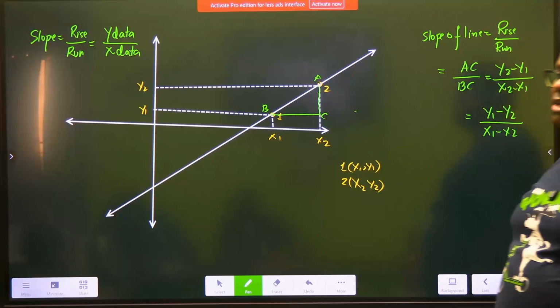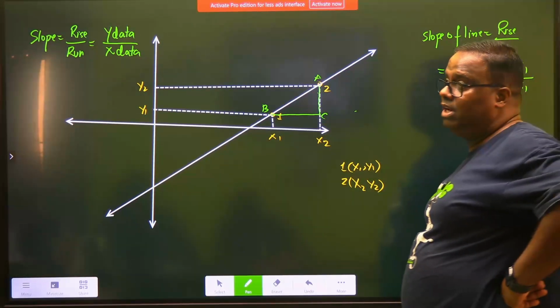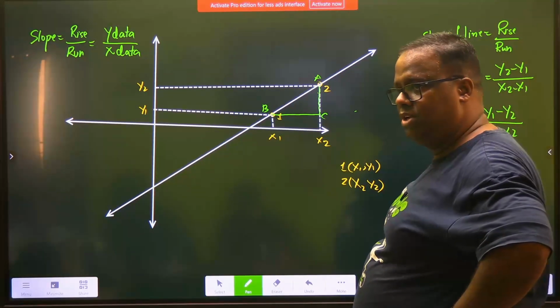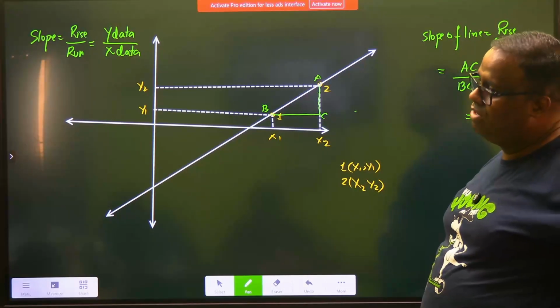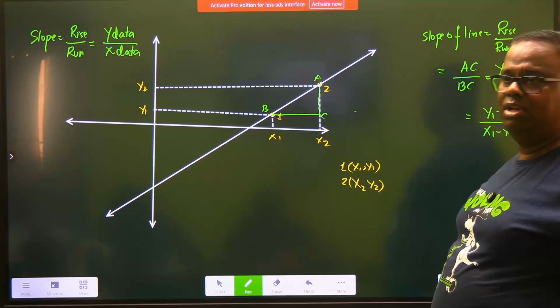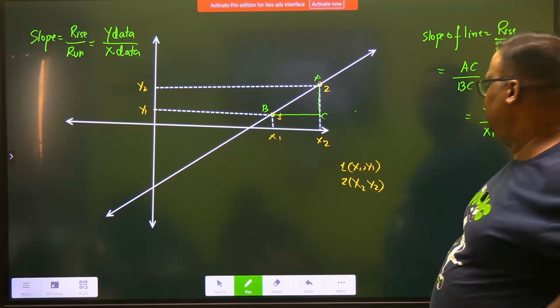Slope is calculated by rise over run. Sir, if the rise is towards north, it is positive. If the rise is towards south, it is negative. If the run is east, positive. If the run is west, negative. Is this much clear? Very good.